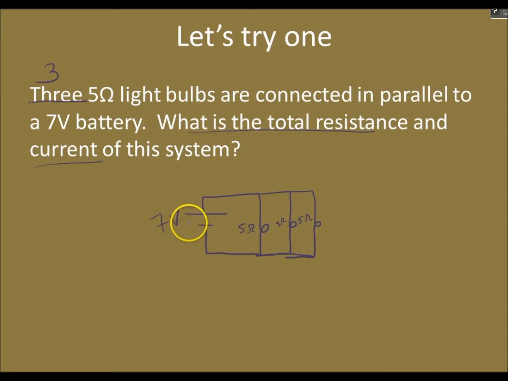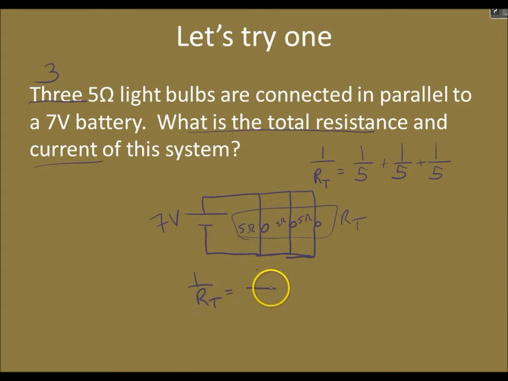Okay, so first thing I've got to do is find my total resistance, my RT, because I can't do V equals IR unless I only have one R. So 1 over RT equals 1 over the first resistor plus 1 over the second resistor plus 1 over the third resistor. So now we're going to add these fractions. So remember, when we add fractions, our denominators must be equal to start. And in this case, our denominators are equal. So 1 over RT.